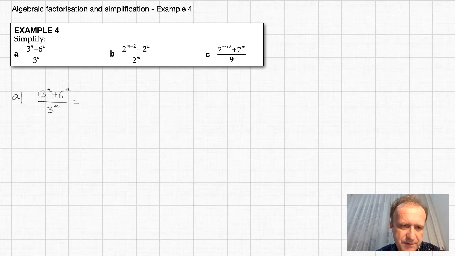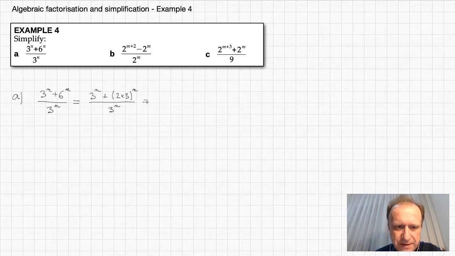So the first base here is 3, which is a prime. I leave it without any change. So I just copy 3 to the power of n plus, but number 6 here is 2 times 3. So we can use the product 2 times 3 as a base and raise it to the power of n and divide it by 3 to the power of n again.